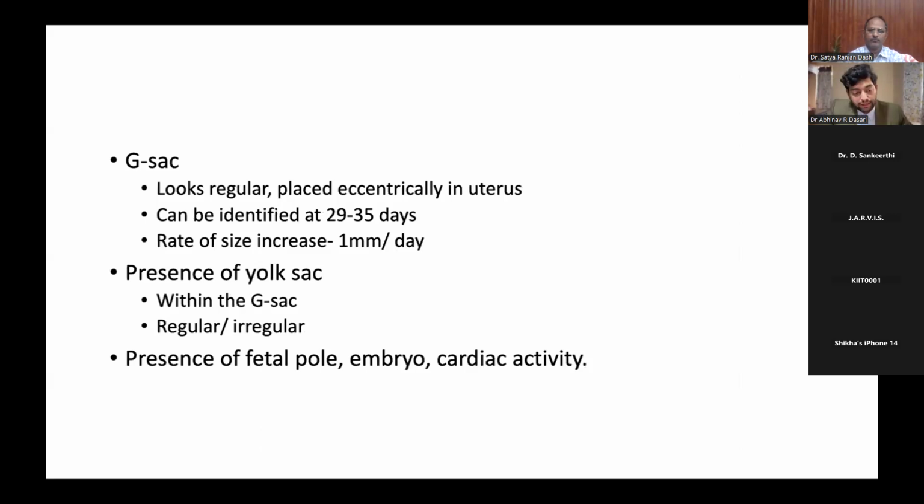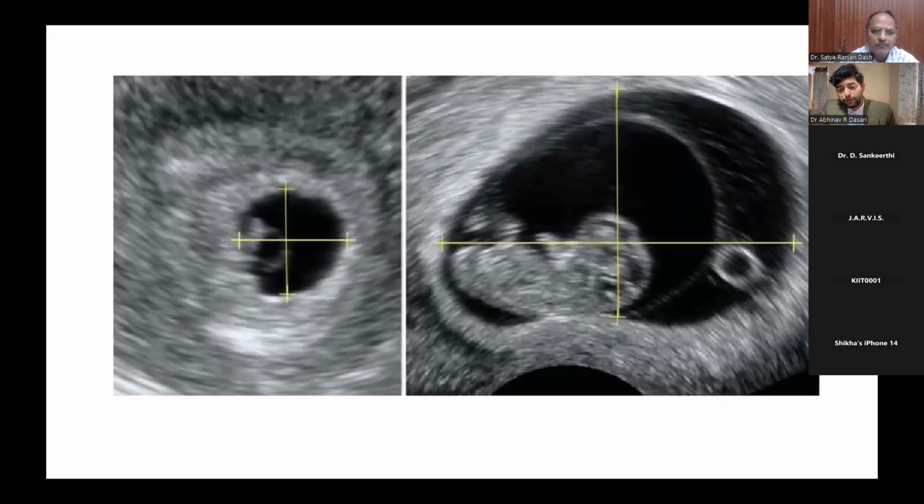The gestational sac should look regular, placed eccentrically in the uterus. It can usually be identified at 29 to 35 days of pregnancy, and the rate of size increase of a gestational sac is 1 millimeter per day. We look for the presence of a yolk sac, which is in the gestational sac and provides nutrition to the embryo. We also look whether it is regular or irregular, and for the presence of fetal pole, embryo, and cardiac activity. So this is a gestational sac with a yolk sac inside it.